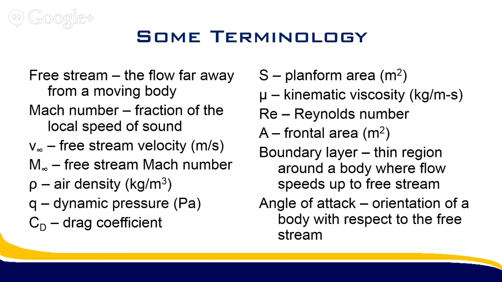A couple of other terms that we're going to be throwing around are boundary layer, which is basically a thin region surrounding the body on the order of a couple of millimeters, where the flow changes its velocity and where most of the aerodynamics actually occur. And then the angle of attack is a pretty important one, and it's basically the orientation of the rocket or any vehicle that's traveling through the air with respect to the direction of motion.